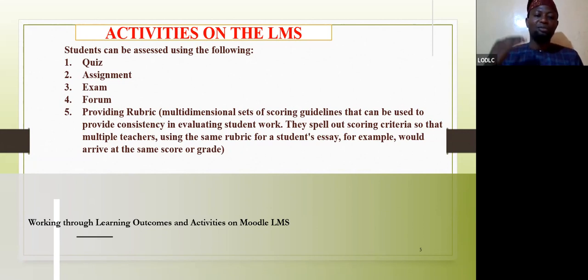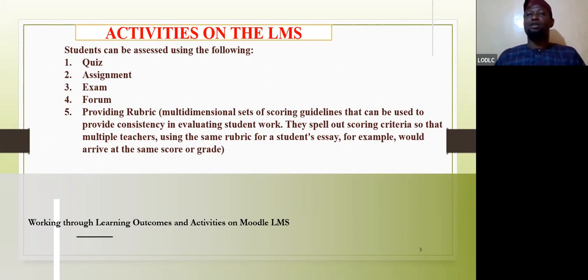So now, students can be assessed using the following. We have quiz, assignment, exam, forum, and rubric. What do I mean by rubric? Rubrics are a multi-dimensional set of scoring guidelines that can be used to provide consistency in evaluating students' work.